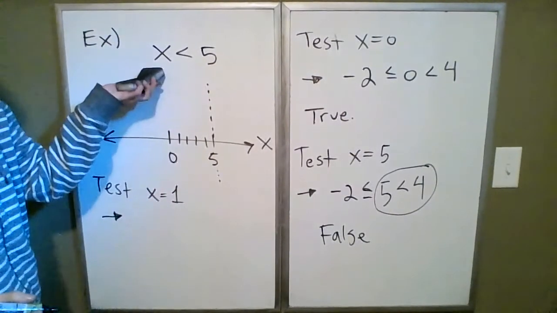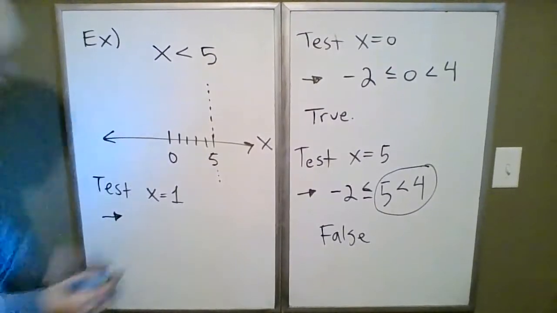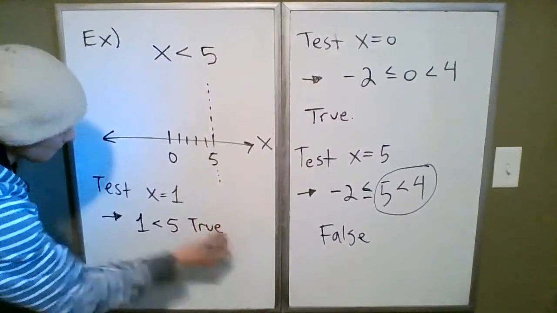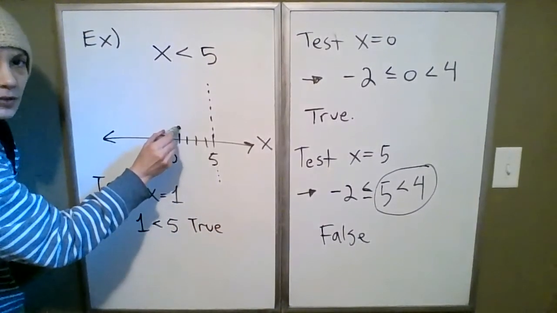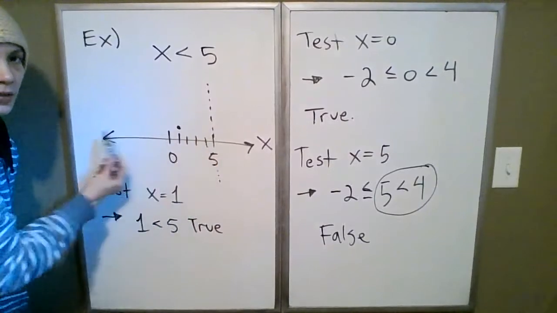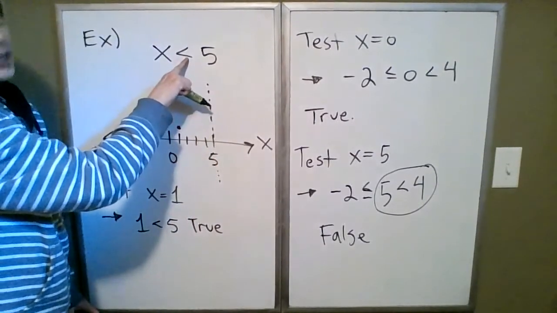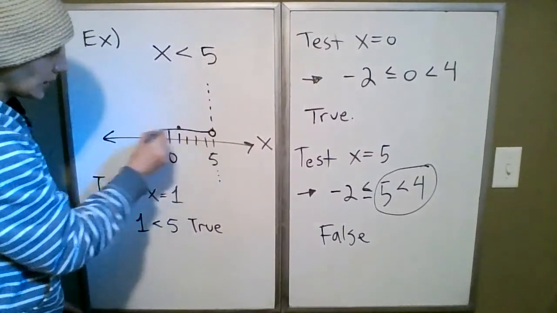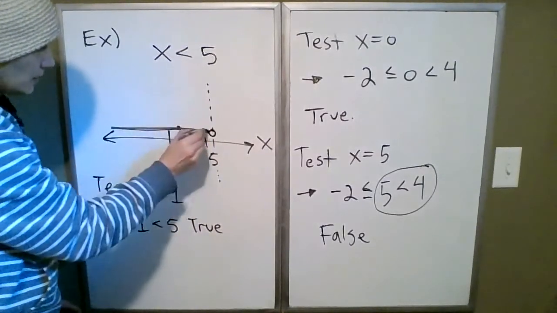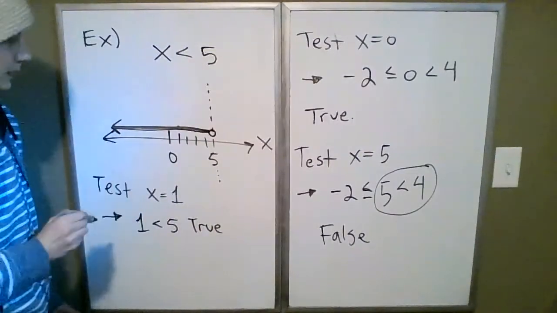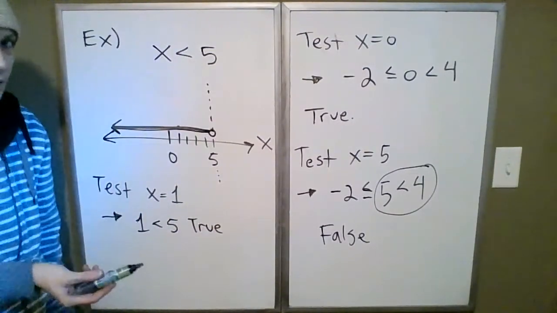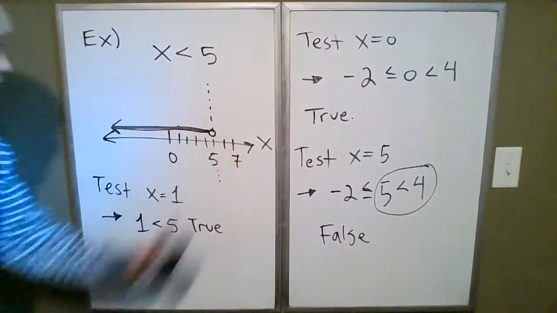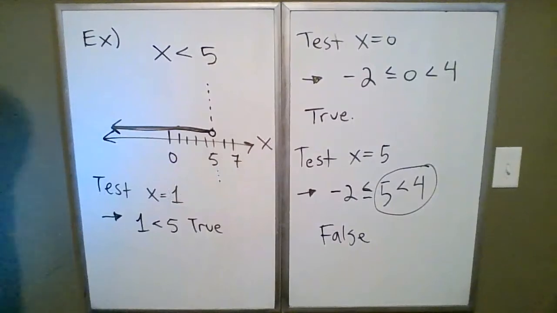Put that into your inequality. 1 less than 5 is true. So this is a solution, and all values this way are solutions, and your symbol does not have an equal sign in it, so your circle is open, and we can shade this way. And then just to be sure, we're going to test a number greater than 5, like we'll try 7, and see if we need to shade that side or not.